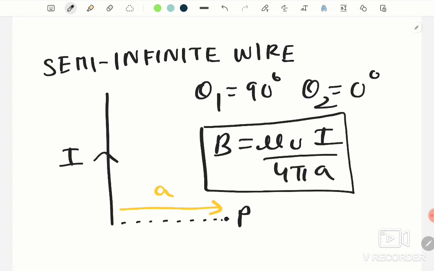So guys, in summary, whenever we have point P in front of a semi-infinite wire, the magnetic field at point P is given by mu naught I upon 4 pi A. So with this we have completed this slide as well. Let's move ahead to the next slide.